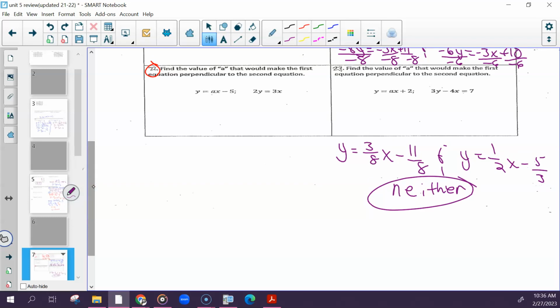Okay. And then 22 is asking us to find the value of A, so we just have to think a little bit. One, we have to solve this equation. So divide both sides by 2. And we need to know what value of A would be perpendicular to the one we just found.